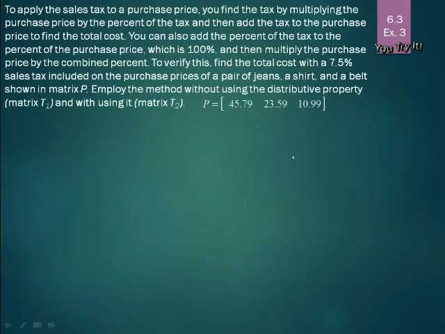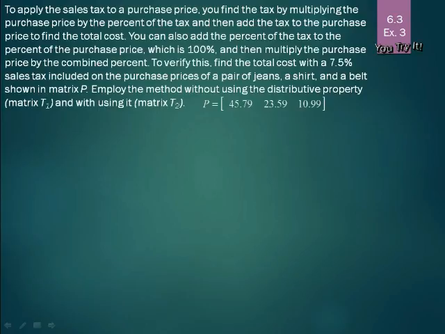To verify this, find the total cost with a 7 and 5/10% sales tax included on the purchase prices of a pair of jeans, a shirt, and a belt shown in matrix P. Employ the method without using the distributive property, matrix T sub 1, and with using it, matrix T sub 2. And so we want to find the price with tax without using the distributive property and with using it.